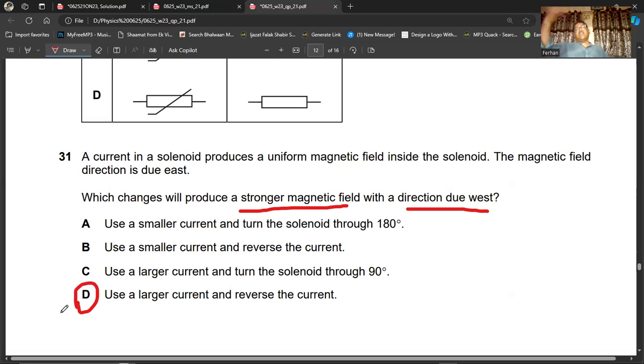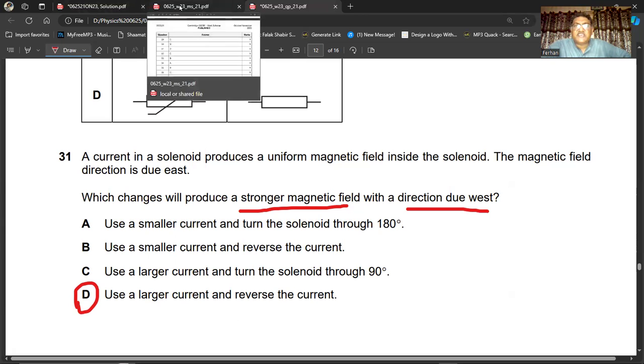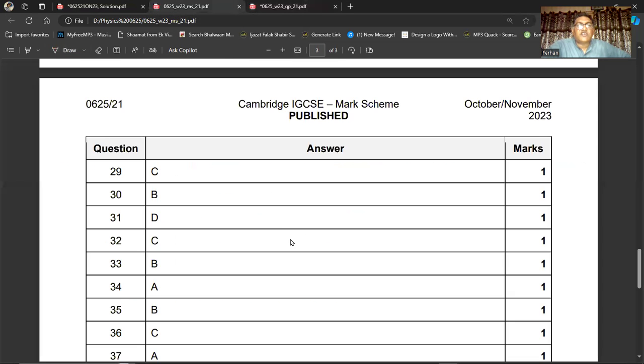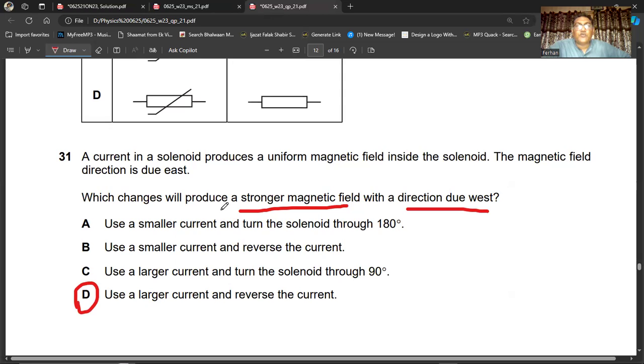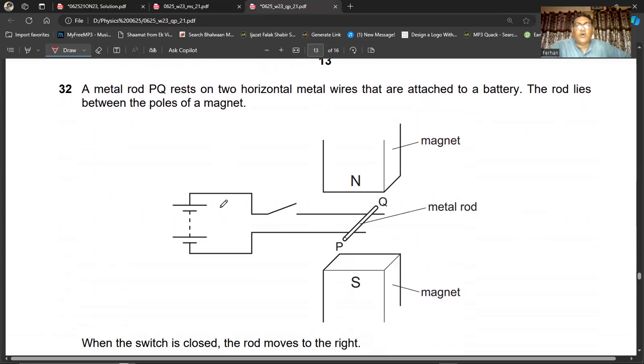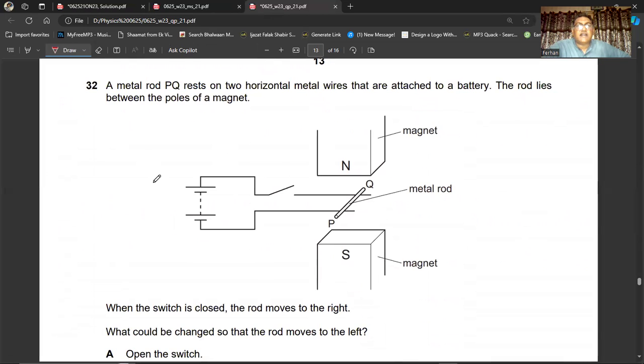If you use a larger current, obviously a larger magnetic field will be produced. But if you reverse the direction of the current, the poles of the magnet will also change. If its magnetic field was towards east, then it will become towards the west. So I think D is the choice. Question number 31, D is the choice. I hope you understand. Now we are on question number 32.